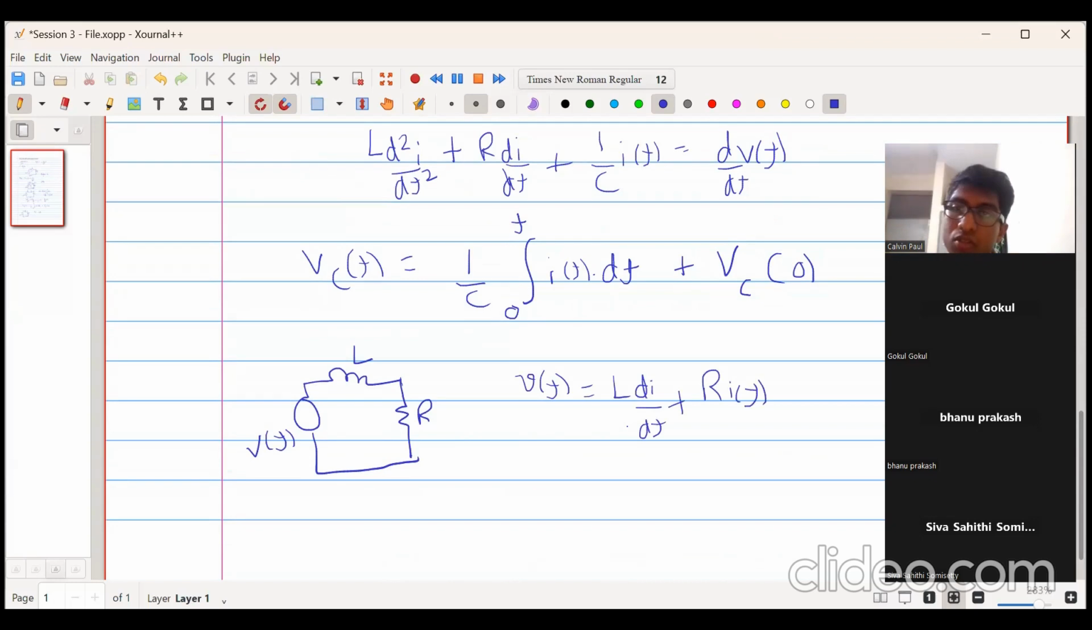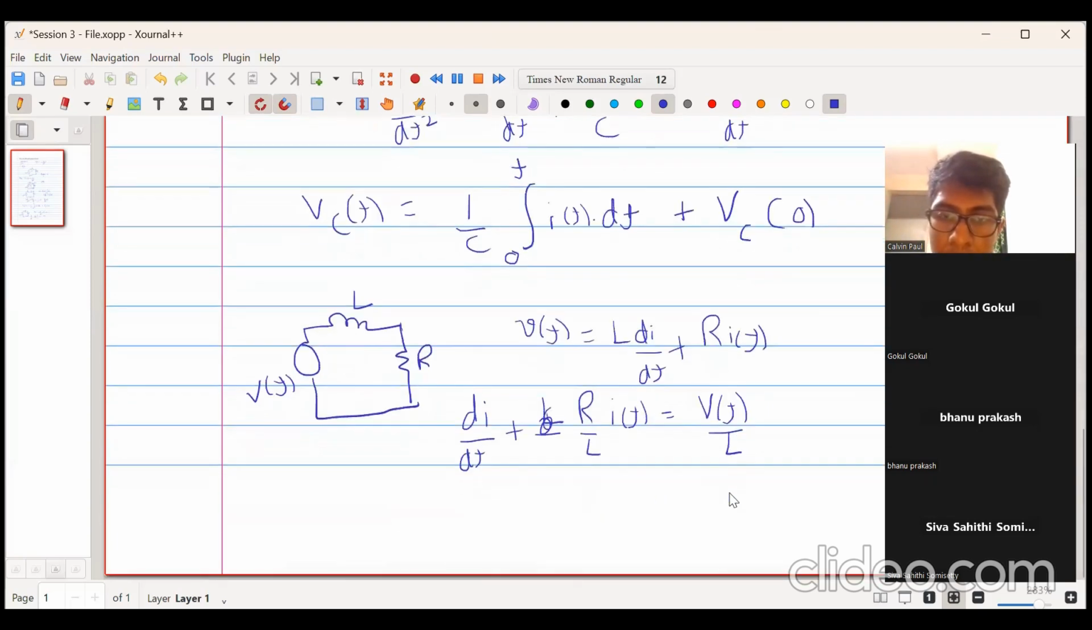Okay, so this is a first order linear differential equation. So now we want to solve this differential equation. So how will we write it? We will write it as di/dt plus R upon L into i(t) equal to V(t) upon L. Till this, is it clear?